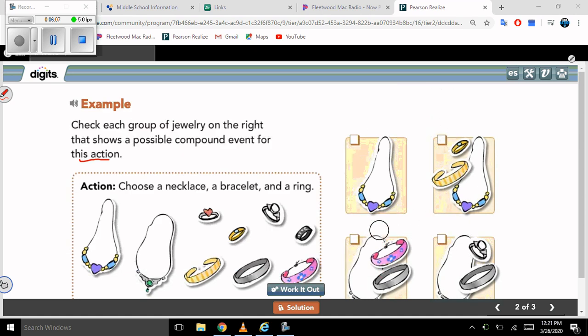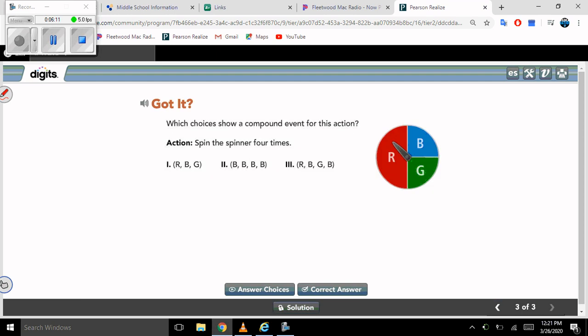To our next parts. Again, we always love these first sections because the first sections seem to always be the easiest. The action: you're going to spin the spinner 4 times. Which of those show the compound event for this particular scenario? Number 1, you could cross out right away. Why? It's only got 3 events or 3 actions taking place.